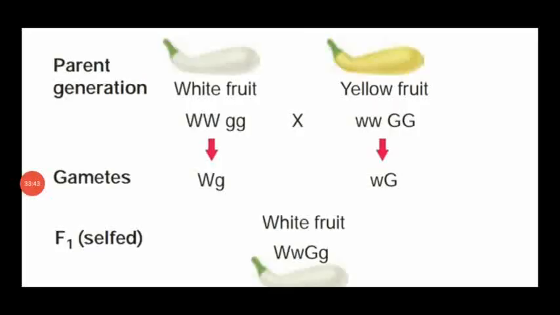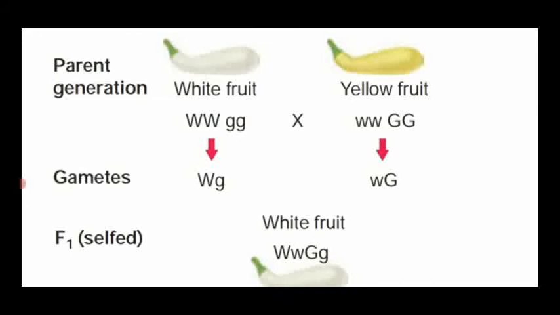Dear students, see the diagrammatic representation of dominant epistasis. First parent generation. What is that one? White fruit with the genotype capital WW with small gg. Then crossed with a yellow color fruit, that means small ww with a capital GG.